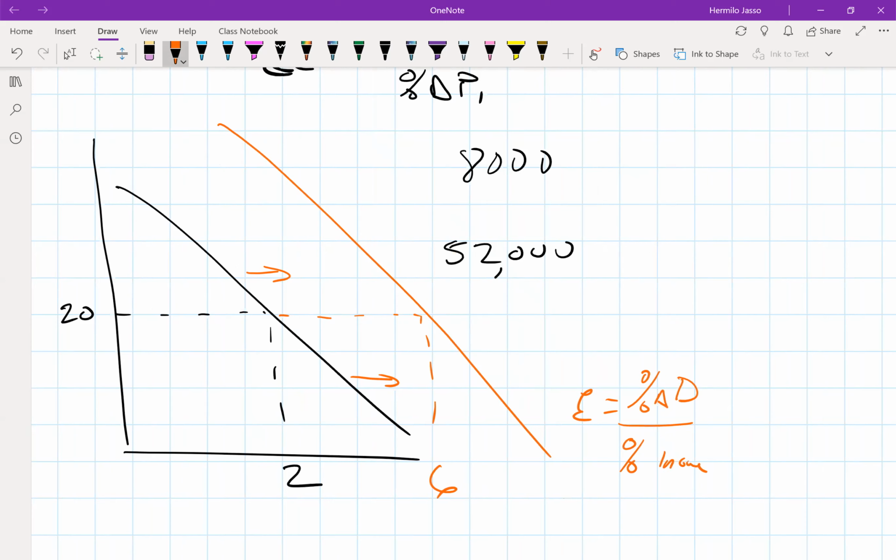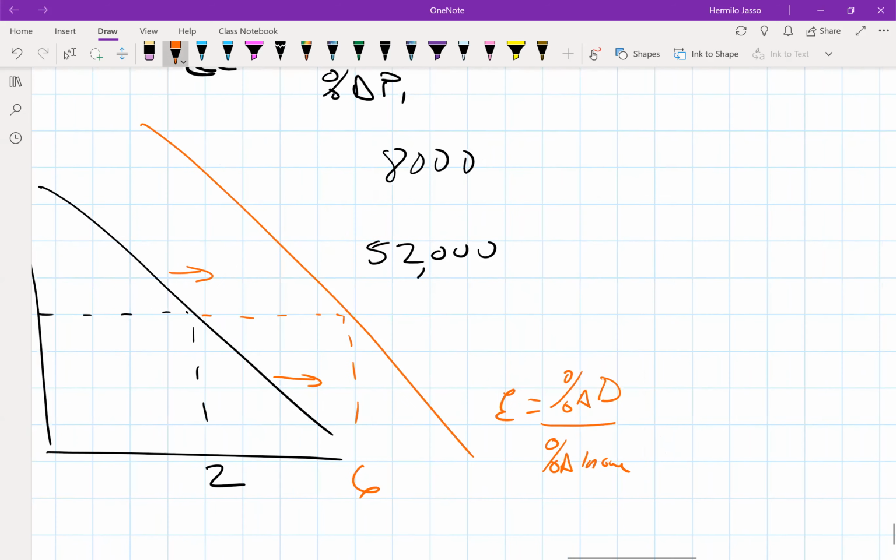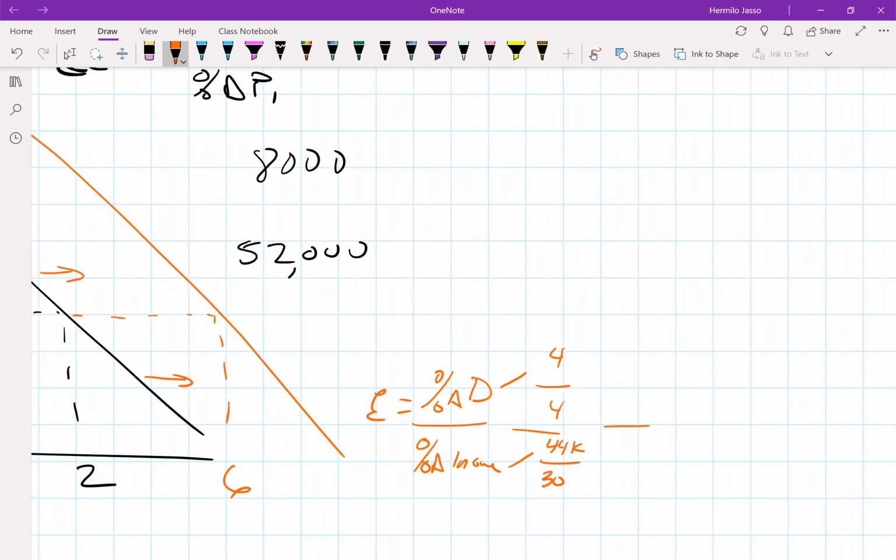So in this case, what is the change in demand? 4. What is the average? 4. What is the change in income? 44. Is that right? 44,000 divided by the average, 30,000. 44 divided by 30 will be like 1.3 something, I don't know.